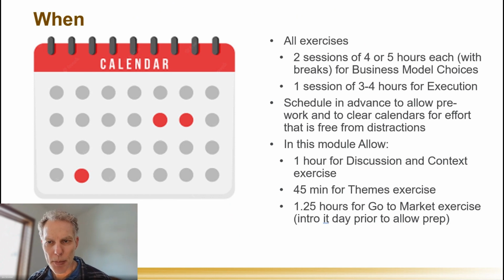These exercises are part of a series of exercises designed to create your entire business model, working over a couple of half to 3/4 length days, and then to practice execution in another half day. Allow about 1 hour for the context discussion exercise, 45 minutes for the theme exercise, and 1.25 hours for the go-to-market exercise. You may need more time for larger teams or if you like more debate.